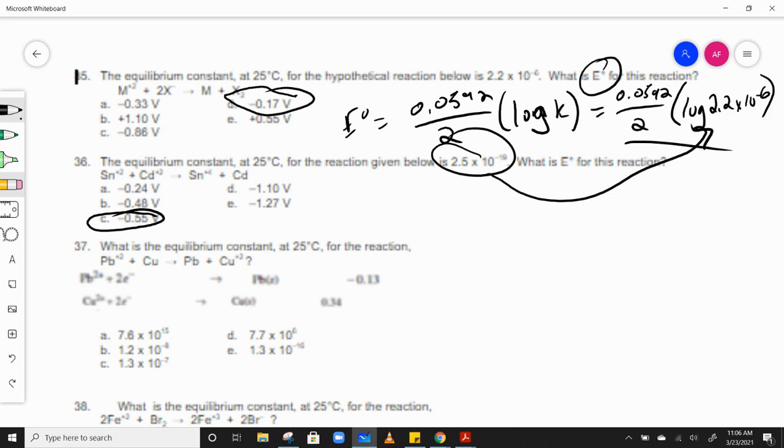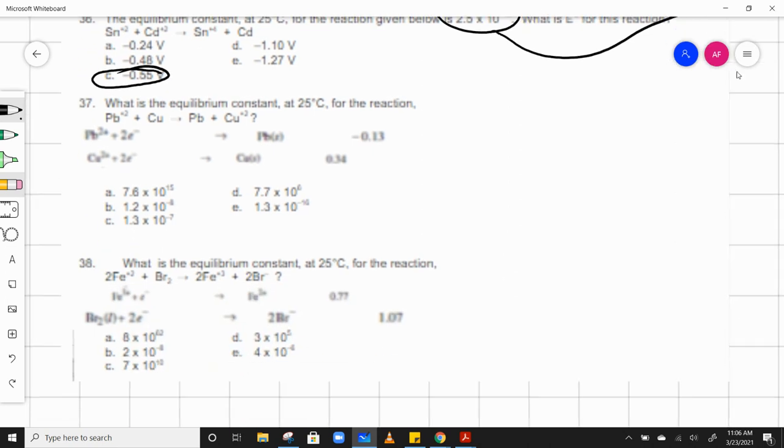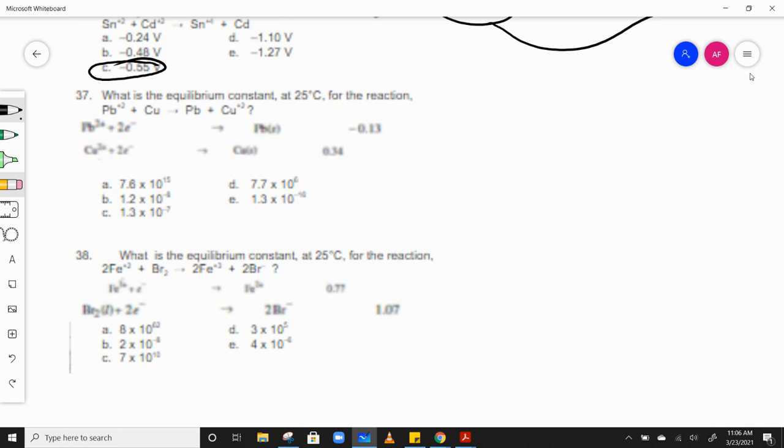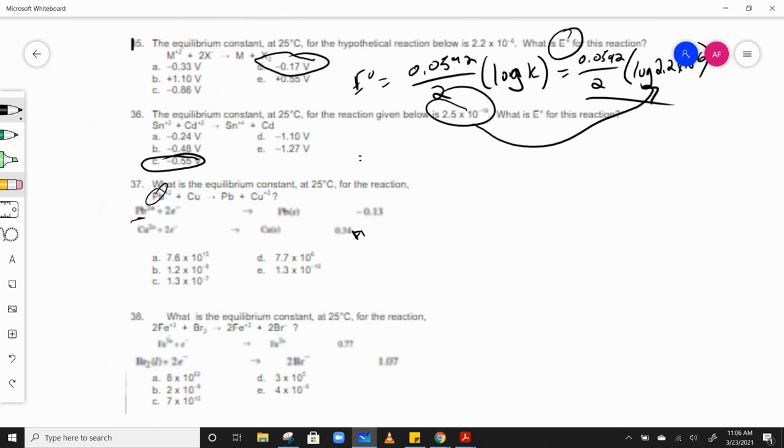Okay, this one, 37 and 38, they're looking for the equilibrium constants given the E naught, or you have to find the E naught first. So we find the E naught first. Pb2+ is on this side, so we keep it. We've got to flip this one, so that becomes negative. So it's negative 0.34 plus negative 0.13, and I got negative 0.47. That's the E naught of the cell.